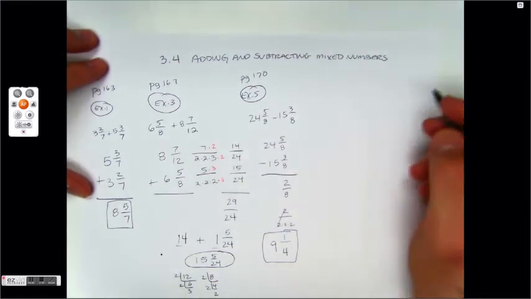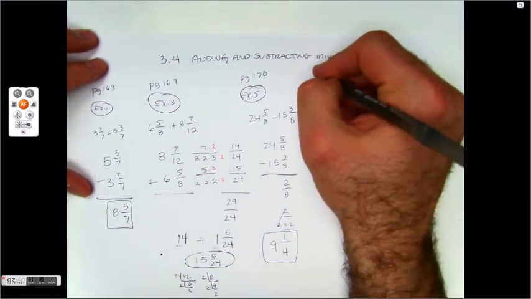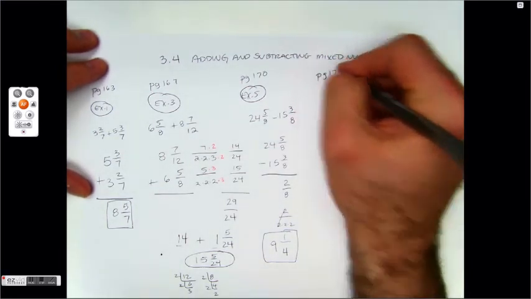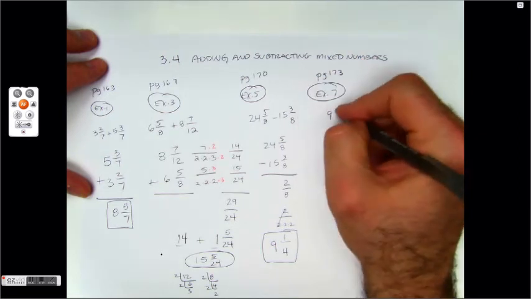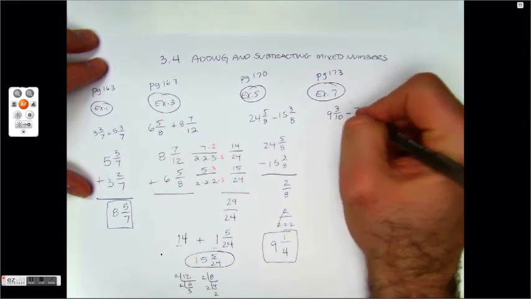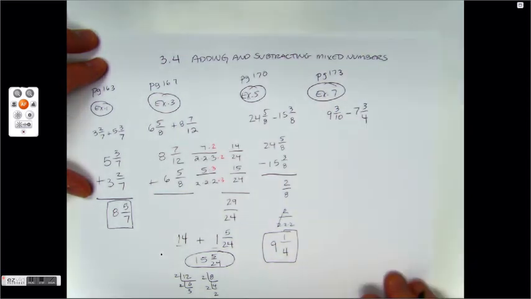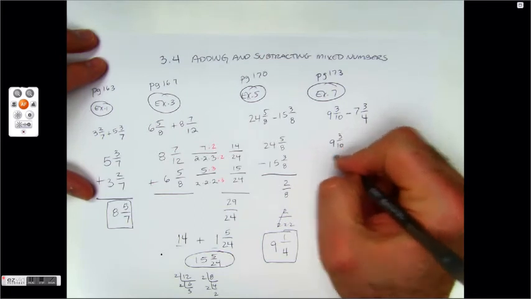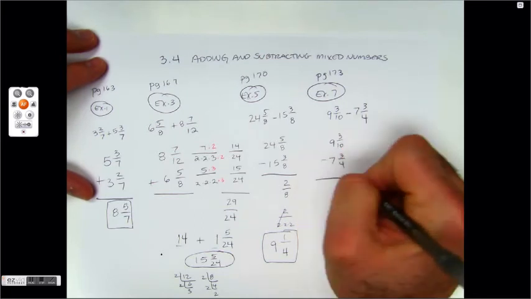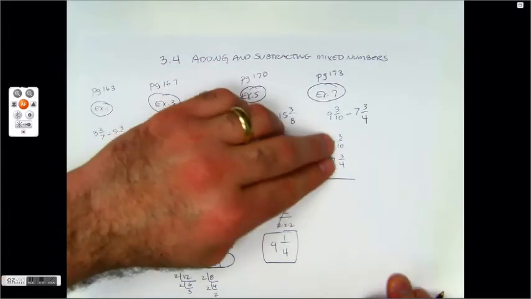Okay. The last special example here, this is on page 173. Let's look at example 7. 9 and 3/10 minus 7 and 3/4. Again, line this up vertically. 9 and 3/10 minus 7 and 3/4. We'll do the fractions first.